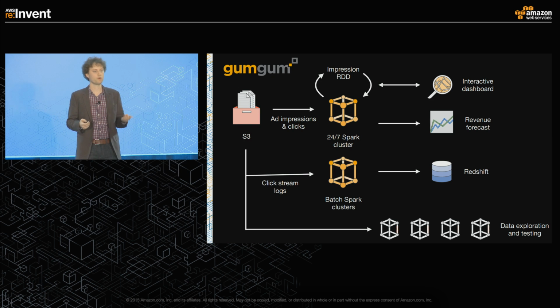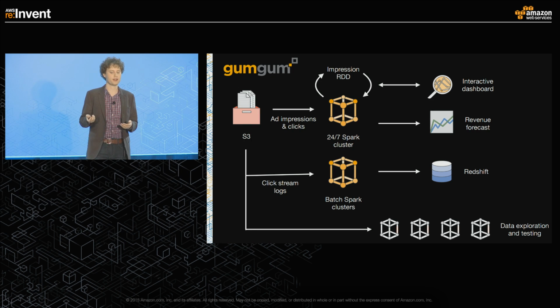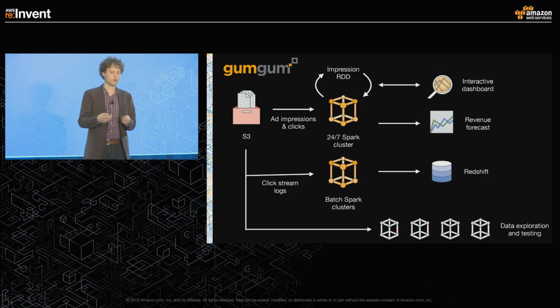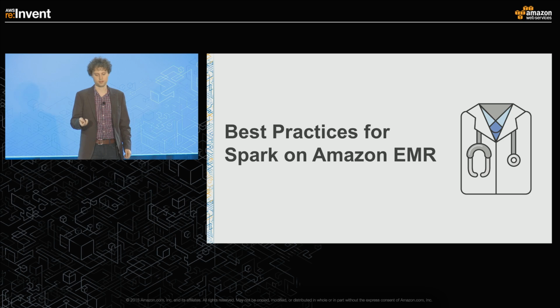GumGum also uses Spark on EMR to do a variety of workflows. Here, they have an always-on Spark cluster that's working as an interactive dashboard and a forecasting system, allowing BI engineers to go in and play with data in a really fast response time with cached RDDs. But they also use batch Spark clusters to spin up, do some processing, shut down, and then load into Redshift as well for other workloads, and use other systems for just development and test. So it's a really versatile platform, and there's a lot of different things you can do with it.